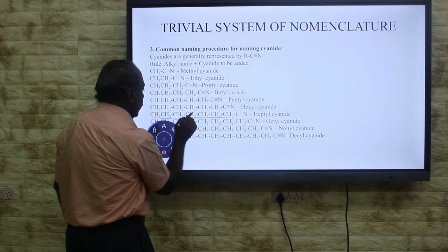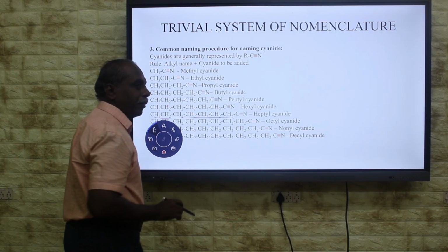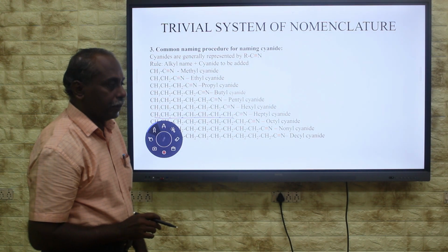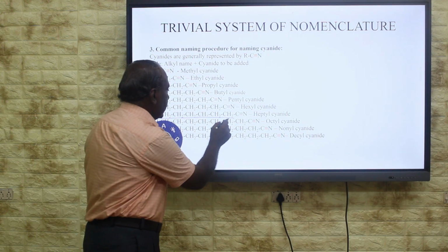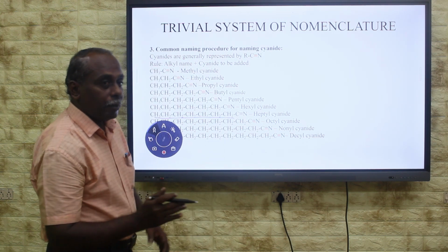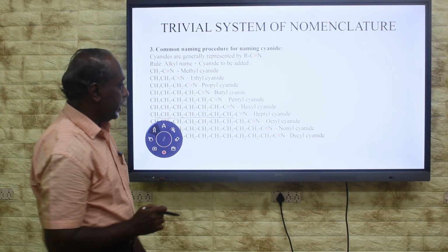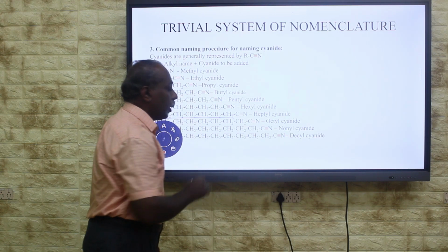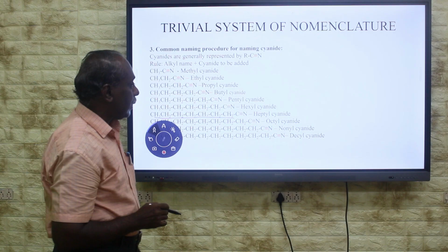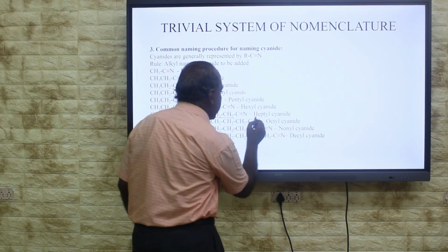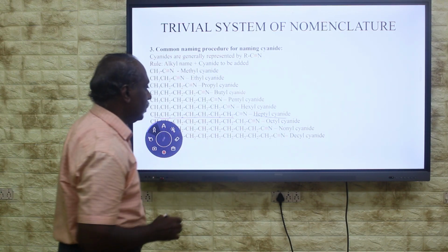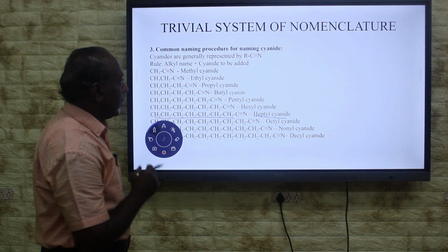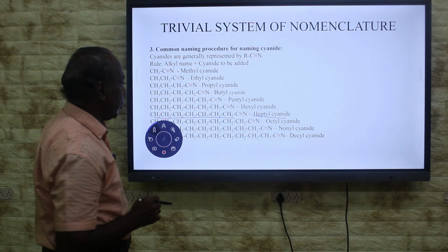One, two, three, four, five, six, seven. Seven carbons are present in the compound. Seven carbons indicate heptane, then heptyl. Heptane means the terminal carbon is having CH3. Here, at the terminal, the cyanide group will be there by replacing one hydrogen. Therefore, heptyl cyanide will be the common name of this compound. That is the method to give the common name for the cyanide functional group compound.